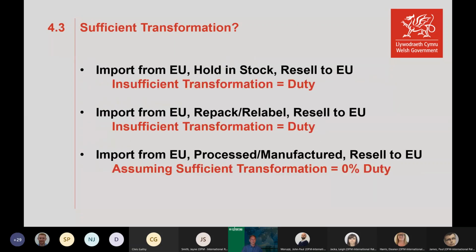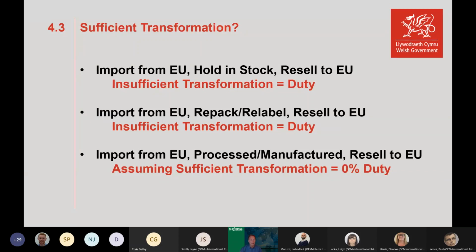So what is sufficient transformation? If you import something from the EU, hold it in stock and then resell it to the EU, would that class as sufficient transformation? No, it wouldn't. That's insufficient, and so duty would apply. And this is the example that's been widely publicised in the media, the Marks and Spencer Percy Pig example. They were importing the product from Germany into the UK and then selling it back out into Southern Ireland and other countries.